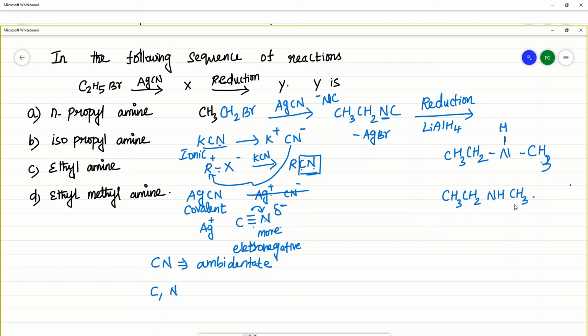What is the name of this compound? This is ethyl, this is methyl, and this is amine. So the name of this compound is ethyl methyl amine, and our option is D.